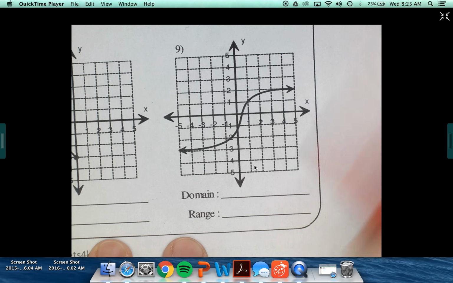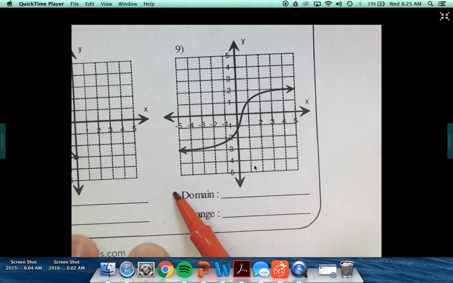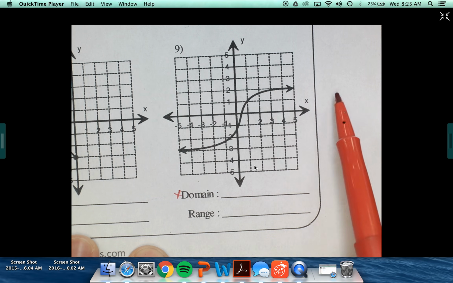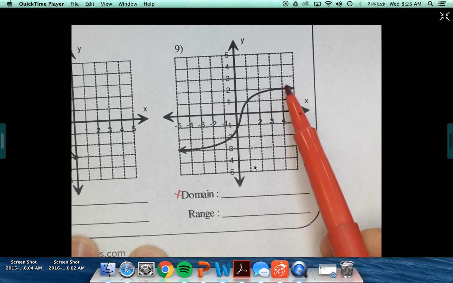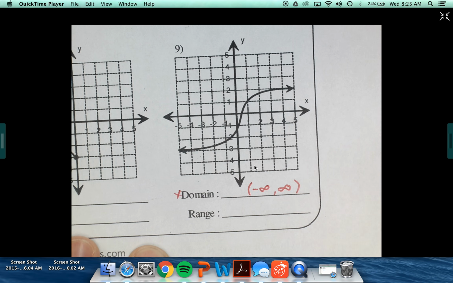If you look at number 9, number 9's a little bit funky. Notice we've got arrows on both sides. That means as far as our x terms go, it goes to the left forever, and it goes to the right forever. These arrows mean it goes to the left for eternity, goes to the right for eternity. So our domain is just -infinity to infinity.